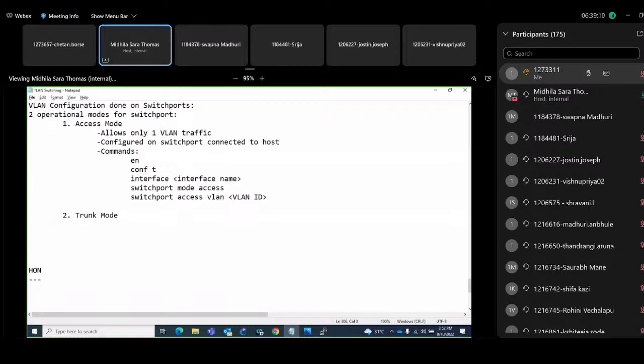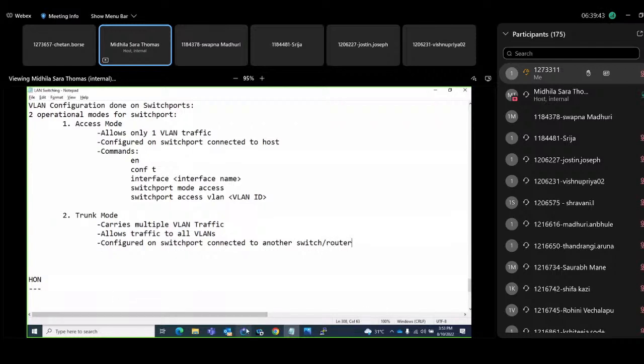Trunk mode, guys. It carries multiple VLAN traffic, not one, multiple VLAN traffic. And it allows traffic of all VLANs. Now, where will you configure it? It is configured on the switch port that is connected to another switch or router also. As of now, I would say like that only.